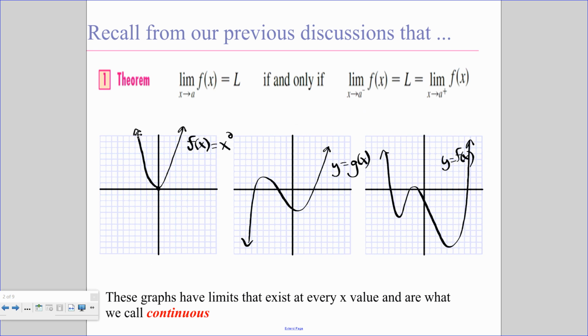What I have here also are a picture of three graphs, and we call these continuous functions. All right, the reason they are continuous is because they have limits that exist at every x value. Right? Most of the functions we've looked at up until this point would be continuous functions.